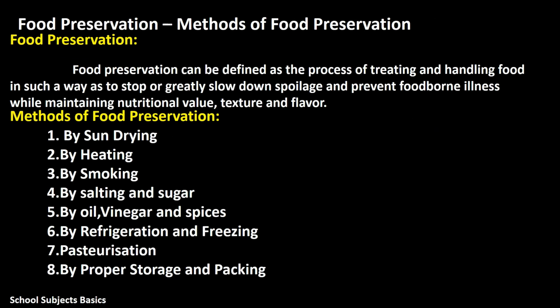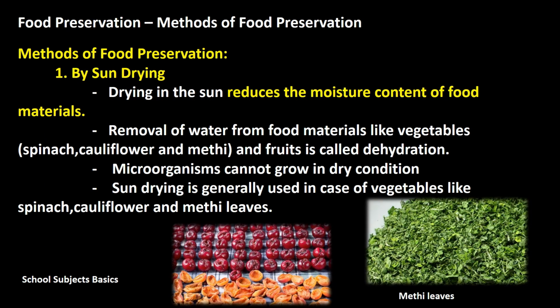So, let's see what the methods of food preservation are. There are 8 methods: sun drying, heating, smoking, salting and sugar, oil, vinegar, and spices, refrigeration and freezing, pasteurization, and proper storage and packing. These are the methods to prevent foodborne illness while maintaining nutritious value, texture, and flavor. Let's go into the first one: food preservation by the sun drying method.